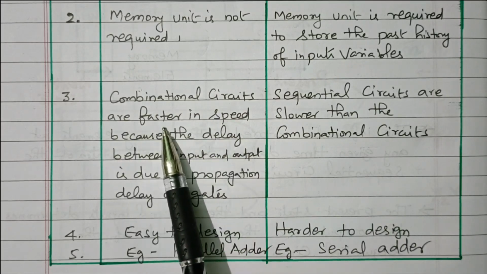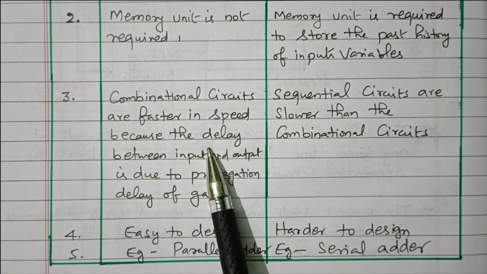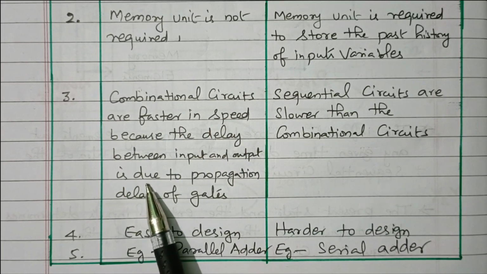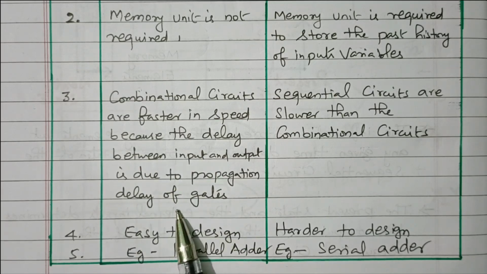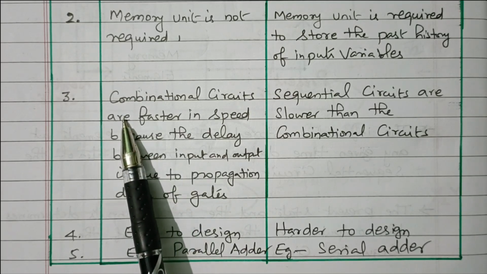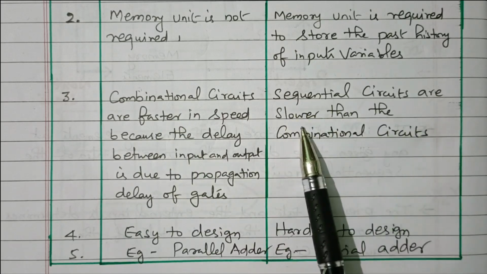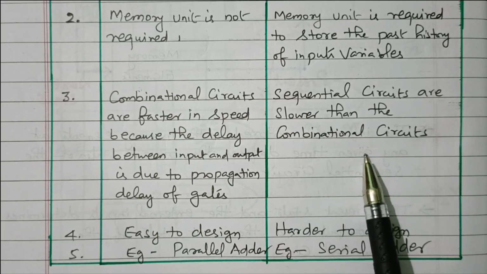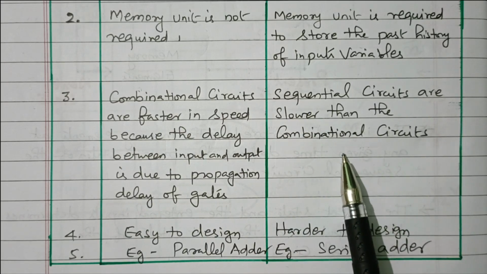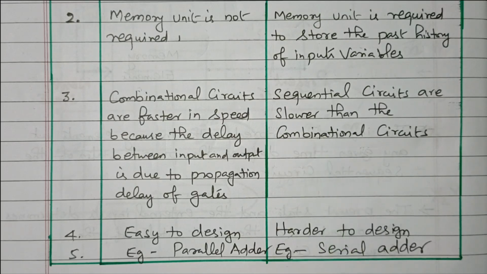Combinational circuits are faster in speed because the delay between the input and output is only due to the propagation delay of the gates. Only propagation delays will be there. When the input is given, immediately it will give the output. But sequential circuits are slower than combinational circuits because they should verify the earlier output, so they are slower.